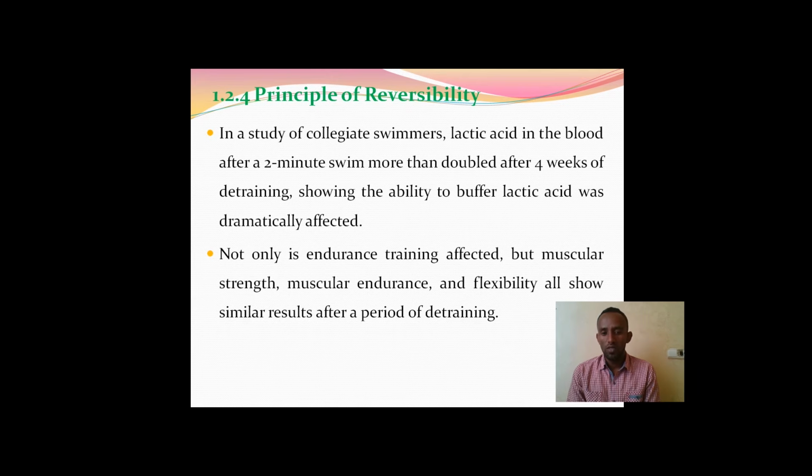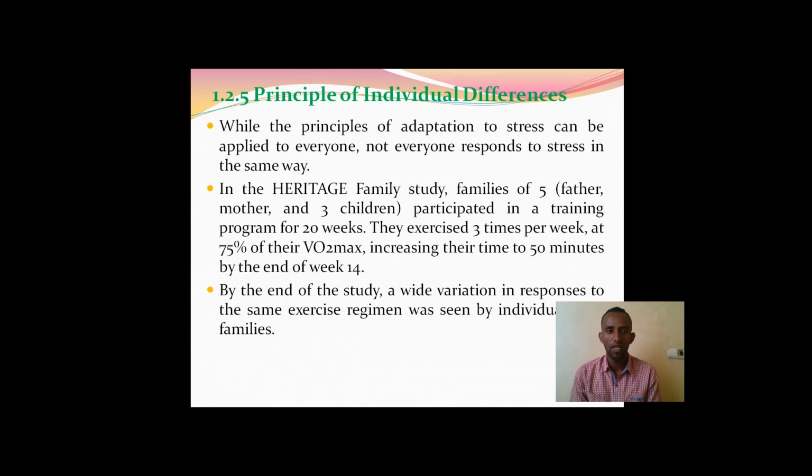Not only endurance is affected, but also muscular strength, muscular endurance, and flexibility all show similar results after a period of detraining. So no fitness component will remain unaffected if an athlete takes a complete rest. According to the principle of reversibility, or detraining, people should continue their exercise throughout their life. No interruption is allowed, but scientific rest can be taken and you have to come back again into your exercise. So exercise is a lifelong activity, or a lifestyle.